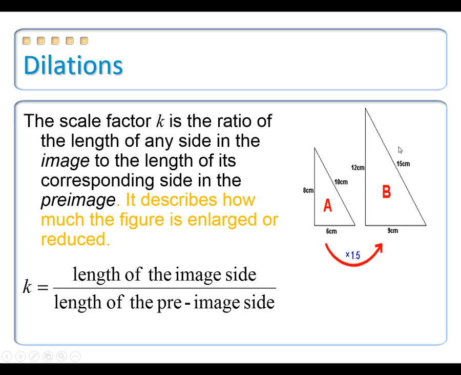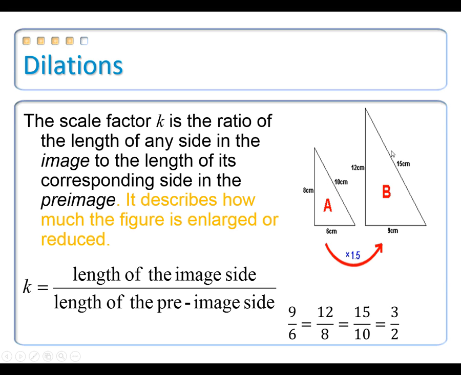So I'm going to take one side length on my image triangle and divide it by its corresponding side, or the side that relates to that one in my smaller triangle. For example, the smallest side is 9 in my big triangle, and I'm going to divide it by my smallest side in the smaller triangle, which is 6. So 9 over 6 would be my first ratio when I'm trying to calculate the scale factor.